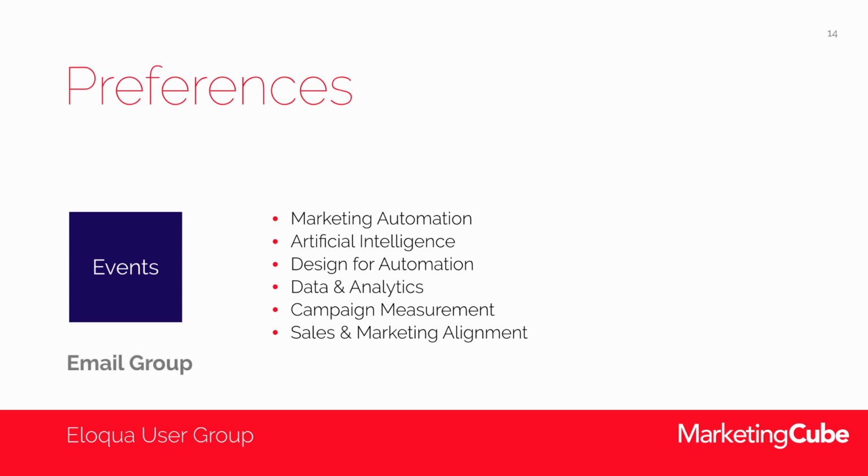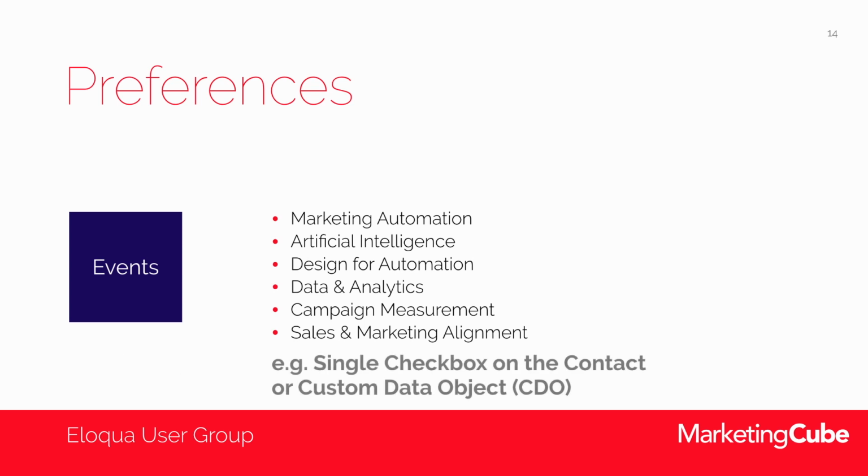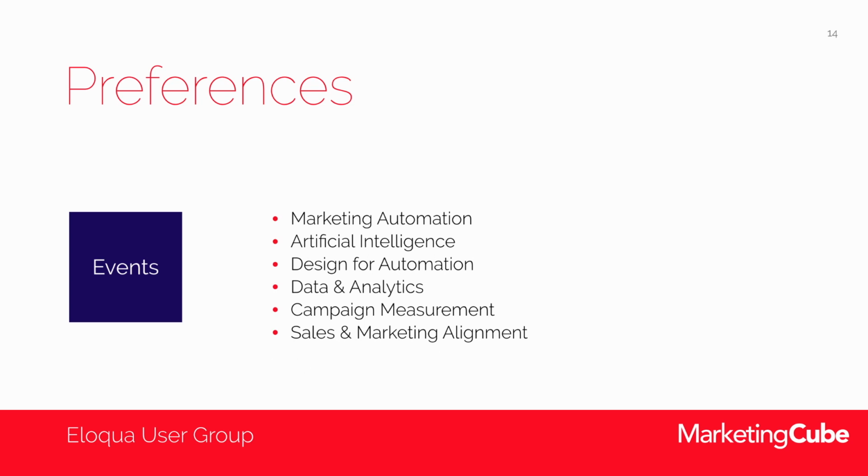So again, the event would be the email group or the subscription. How would you capture preferences? Well, one way to do it would be to use a single checkbox, potentially either on the contact or even in a custom data object, depending on the nature of your preferences and how extensive they might be. So with those two things in mind, you're then able to group together a segment and a target audience.